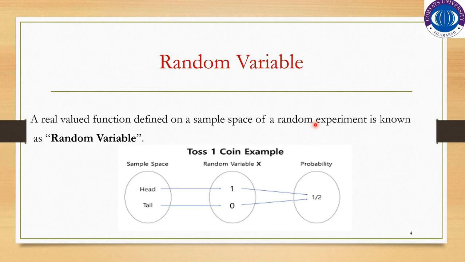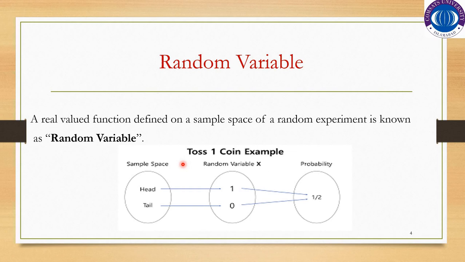For example, we consider that we toss a single coin. Tossing a coin is a random experiment. Now, what is the sample space when we toss a coin? We have two outcomes, head, tail. Now, what is the random variable? When we define some real valued function on this sample space, that will be a random variable.